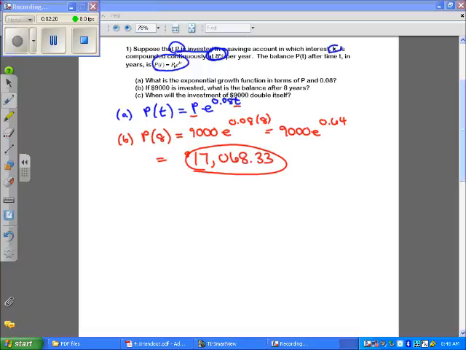Now let's look at part C. Okay, now let's take a look at part C again. It says, when will the investment of 9,000 double itself? If it doubles itself, it'll be twice 9,000, which is 18,000. So in other words, when will 18,000 be the amount that we have in the account? So I'm going to let 18,000 equal 9,000 E to the 0.08T.